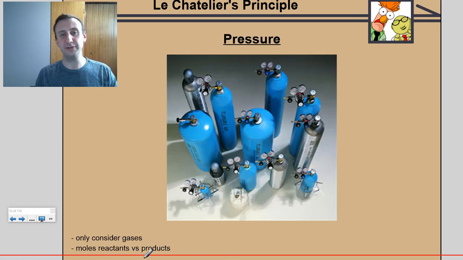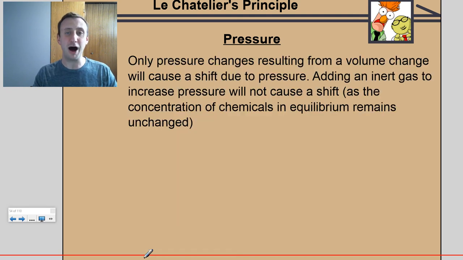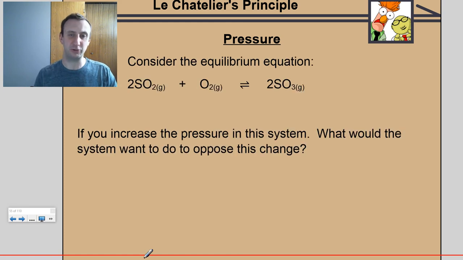Okay, so only consider gases in this, and what you do is you compare the total moles of reactants to the total moles of products. And then the guiding principle is still the same. If you're increasing pressure, the equilibrium is going to shift in the direction that brings pressure back down, right? If you're lowering pressure, it's going to shift in the direction that brings pressure back up. So the equilibrium, again, is going to do the opposite of what you are trying to do. But again, only volume changes that make pressure changes count. Other changes aren't going to matter.